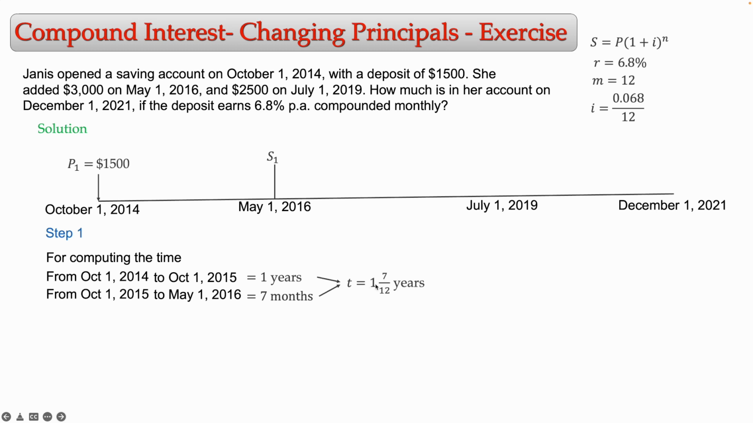You can say 1 and 7/12 years. This 7/12 refers to 7 months. So remember, a month is 1/12 of a year. So we have 7 months, so we have 7 divided by 12. 1 and 7 divided by 12 years.